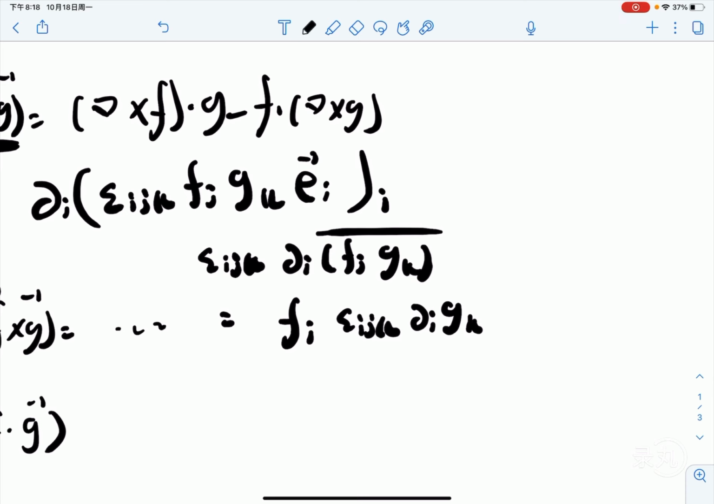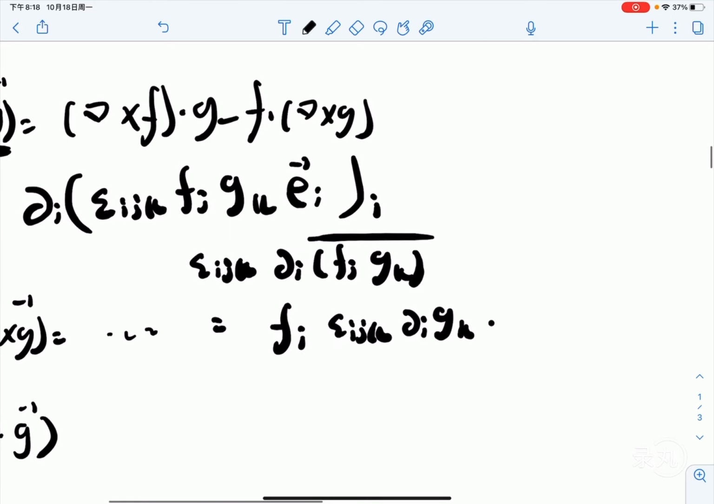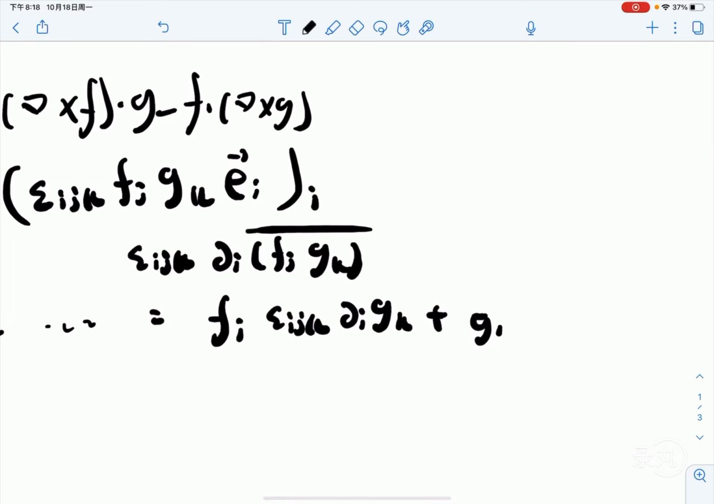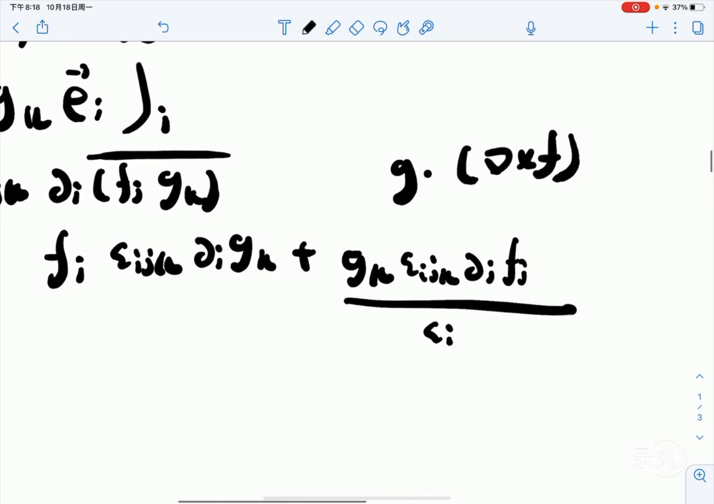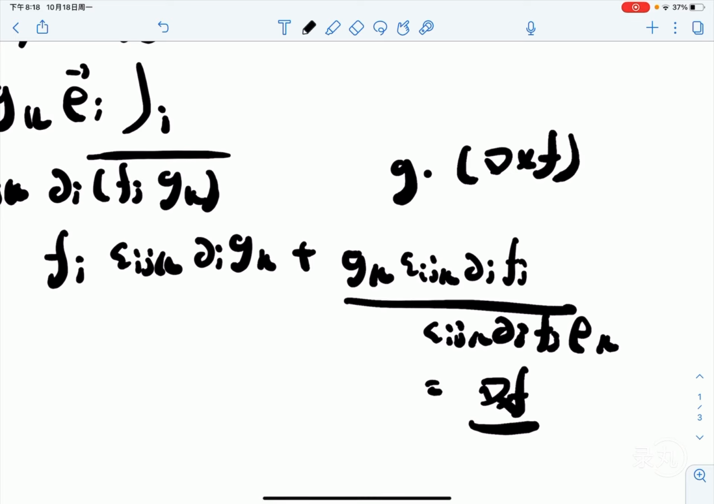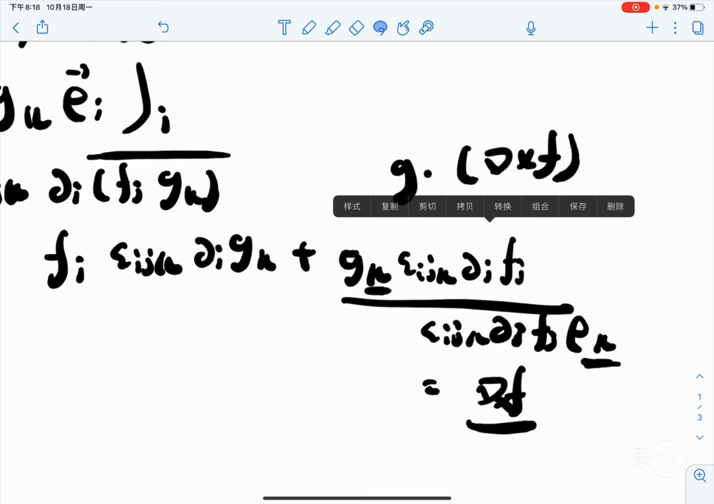And the second one is just plus G_K epsilon_IJK ∂_I F_J, and we can see this is equivalent to G dotted with the curl of F, because epsilon_IJK ∂_I F_J e_K is equal to this, and we can see the K and K, it's basically a dot product. Wait a second, let me delete this stuff.